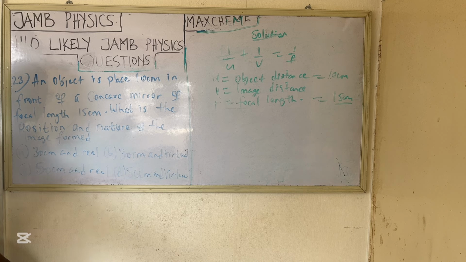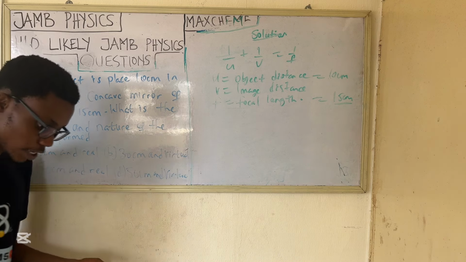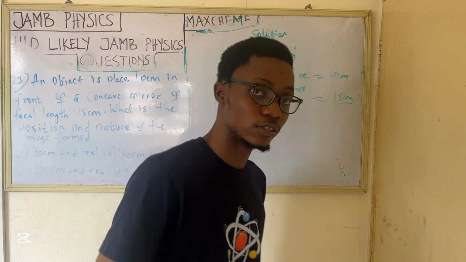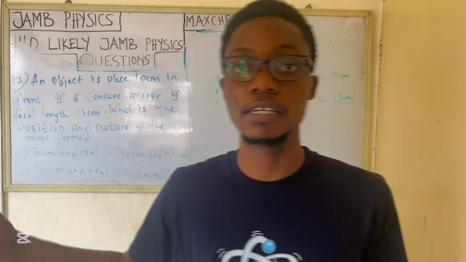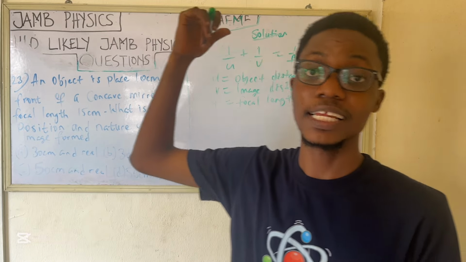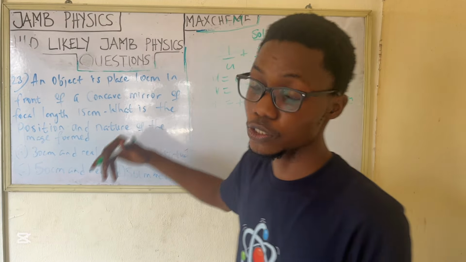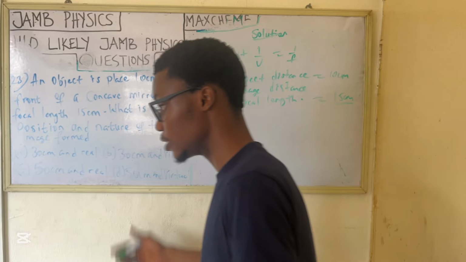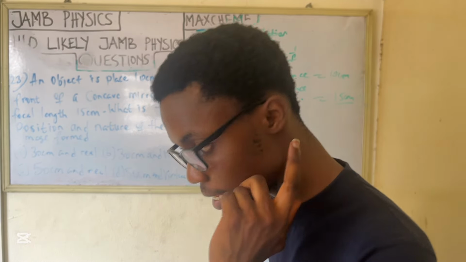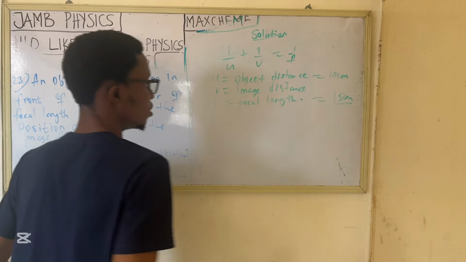And let me add to this. Look at this concave mirror. Concave mirrors are converging mirrors, and your convex mirrors are diverging mirrors. The reverse is true for a lens. So I said concave mirror is a converging mirror, and your convex is a diverging mirror. Now let's continue.